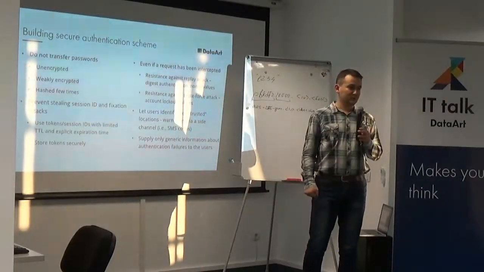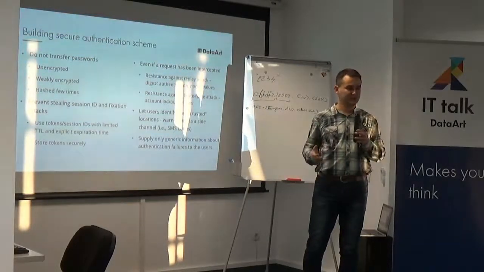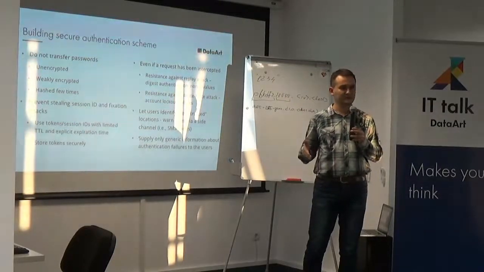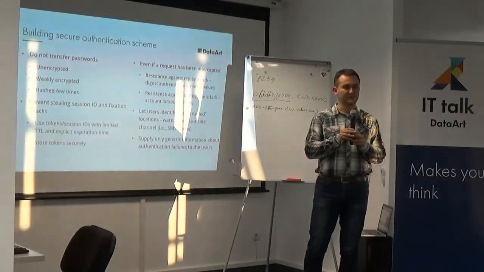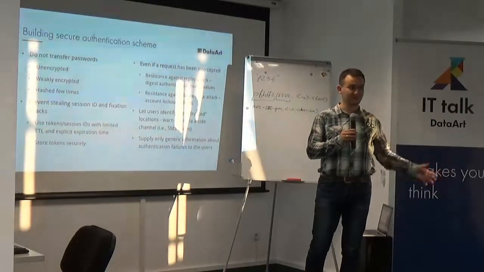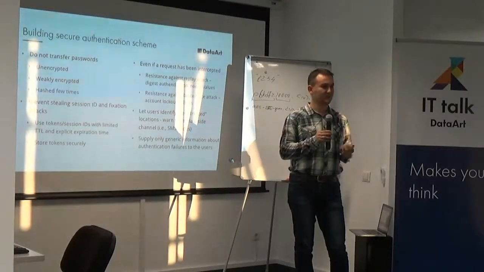Also, you should let users identify which locations are trusted. For example, if you are sitting here in Bulgaria and you see some suspicious activity related to your account from somewhere in India or in United States, you should receive a security alert. It means that someone is trying to hack you.